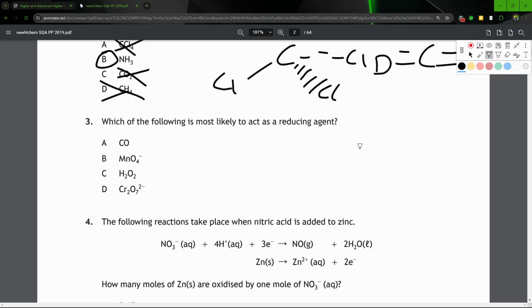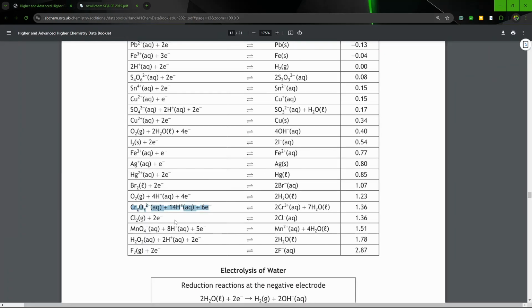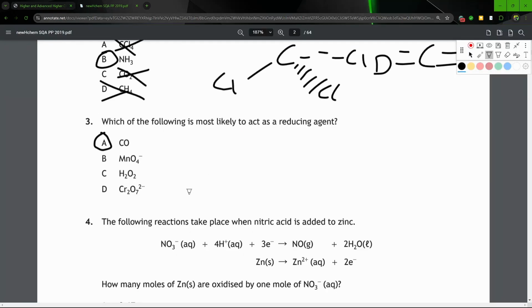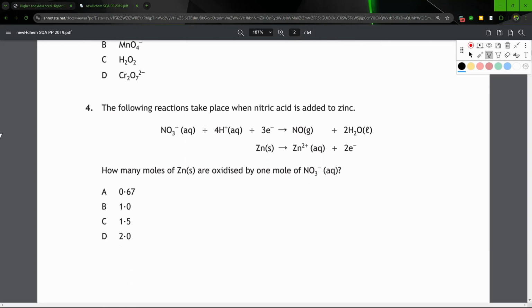So that means that it's probably going to be carbon monoxide. Carbon monoxide can also act as a reducing agent or oxidation agent. It's kind of in the middle, but all these below it, according to our table here, are very, very likely to act as oxidation agents rather than reducing agents. So carbon monoxide is the correct answer there. So we'll move on to 4.